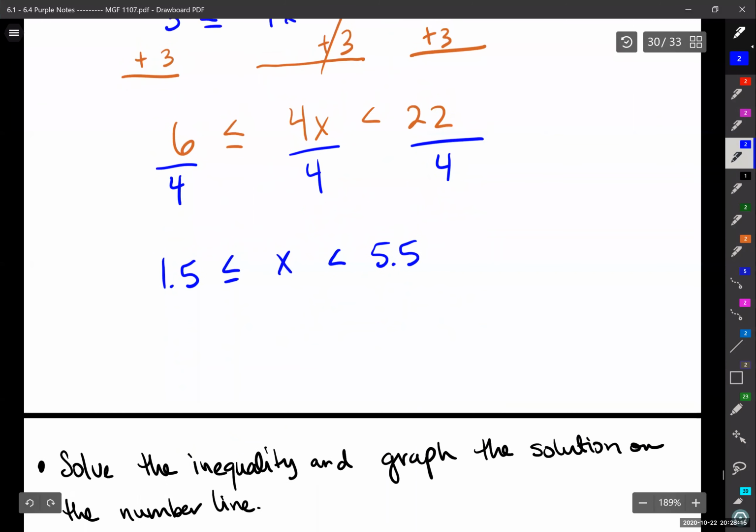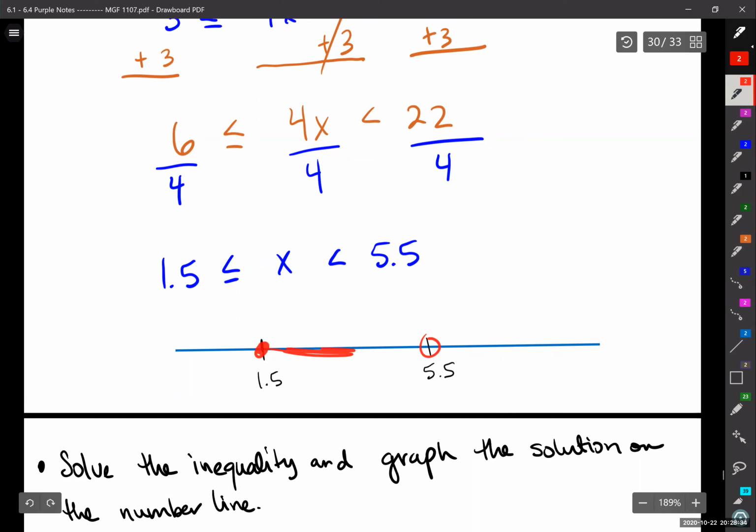Now, as we graph this, we just need to pay close attention to the fact that we could be equal to 1.5 or greater, but we do need to be less than 5.5. So solid circle for 1.5, open circle for 5.5, and we're between those values, so we'll shade here. We good on that one?